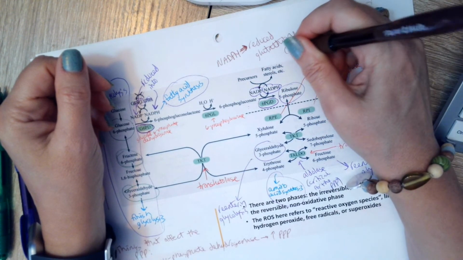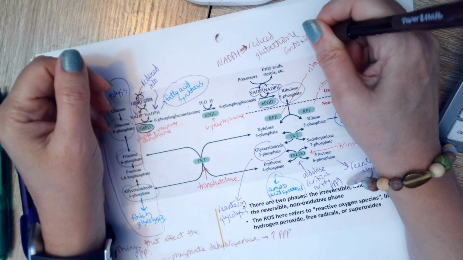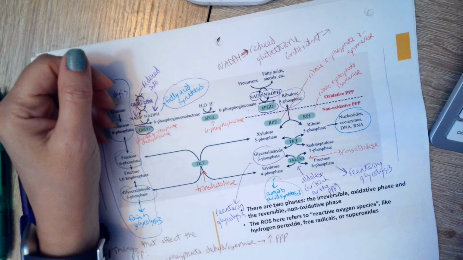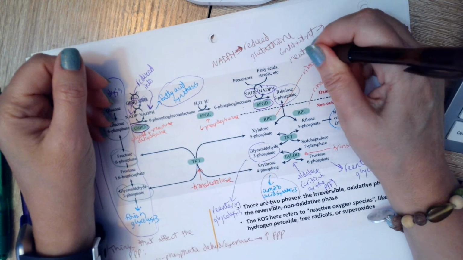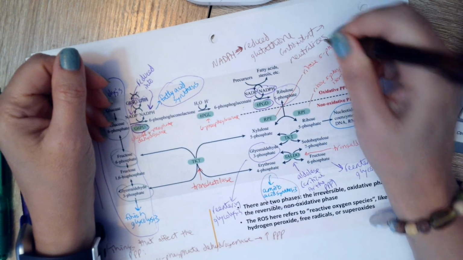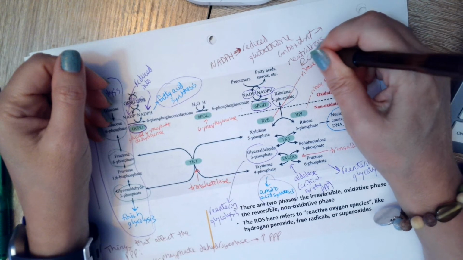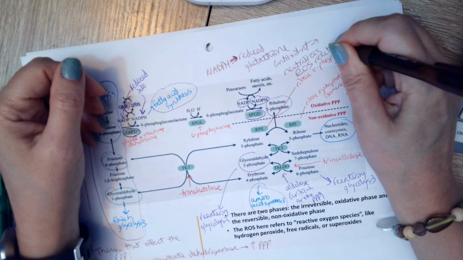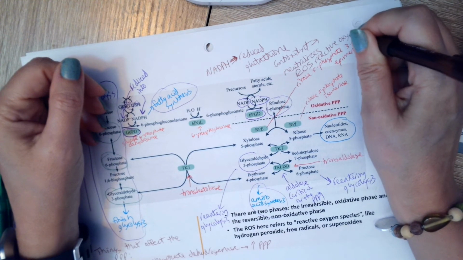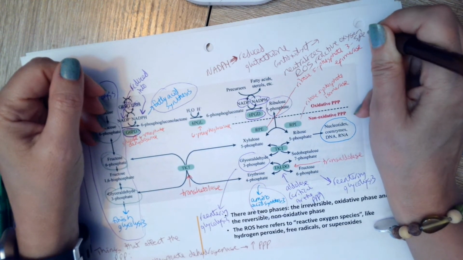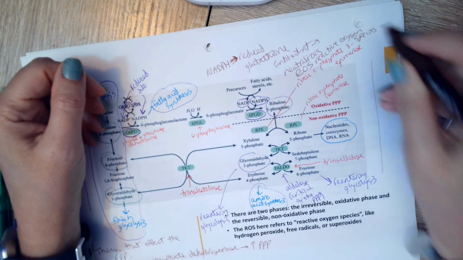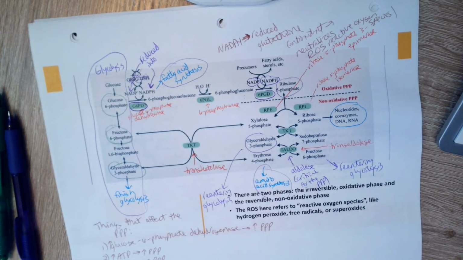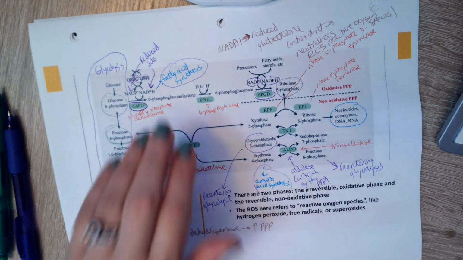Which is an antioxidant. Antioxidants help to neutralize something called reactive oxygen species. These are abbreviated as ROS, so that's reactive oxygen species. So what is a reactive oxygen species? It is something that is created through normal metabolic processes.